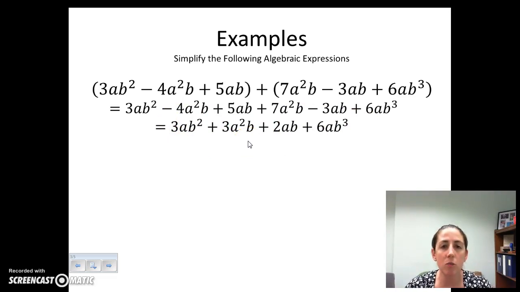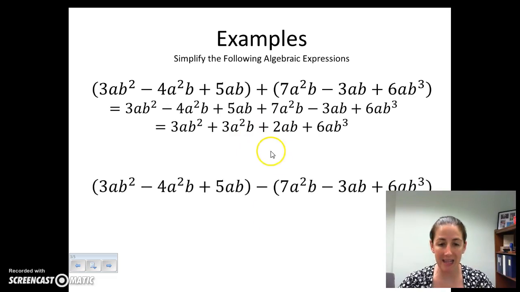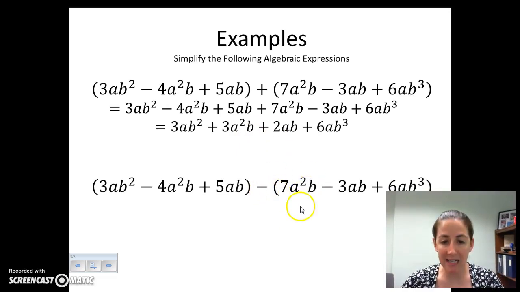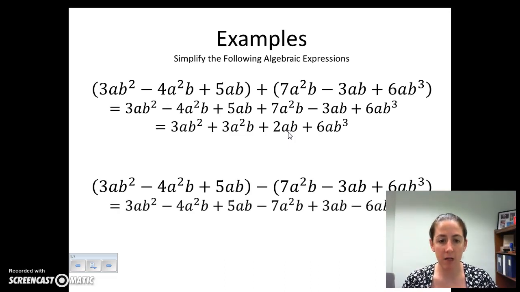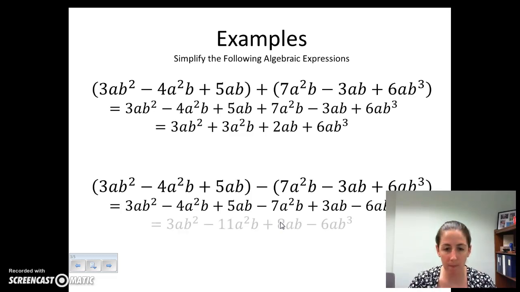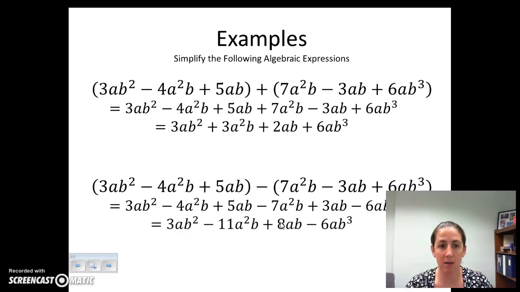Now, when you take two big algebraic expressions and you subtract them, this is very important. You're subtracting this entire group here, which means you need to subtract each of the pieces. You need to subtract the 7a squared b, you need to subtract the negative 3ab, and you need to subtract the 6ab cubed. So you need to distribute that negative. The positives become negatives and the negatives become positives. Then you combine your like terms like we did before. And notice you get a different answer than we got up here when we added the two together.